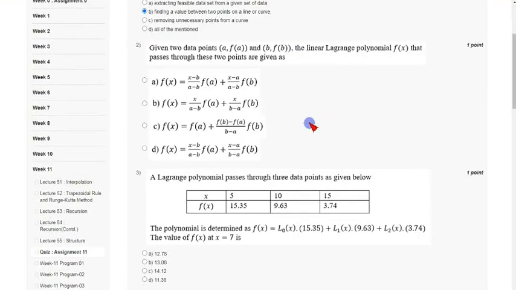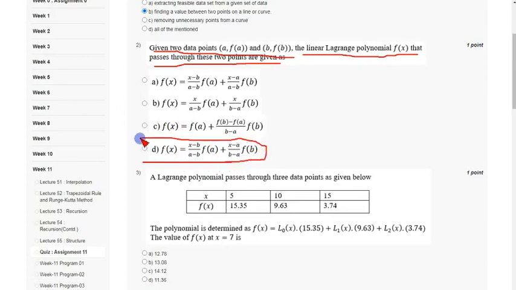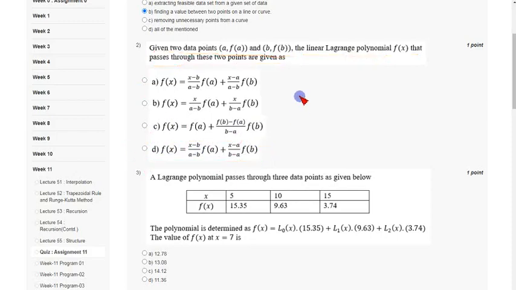And coming to the second one, given two data points a, f of a, b, f of b, the linear Lagrange polynomial f of x that passes through these 2 points is given as. So the answer for the second question is option D, f of x equal to x minus b by a minus b into f of a plus x minus a by b minus a into f of b. So mark option D as the correct answer for the second question, that is option D, the fourth option.